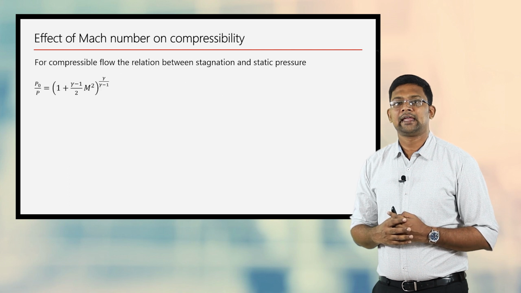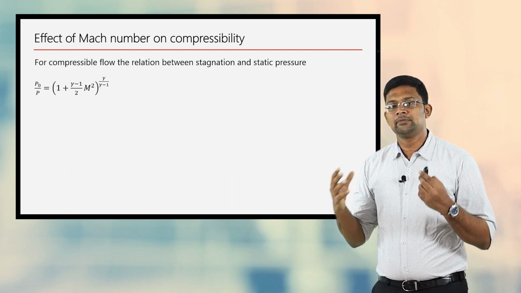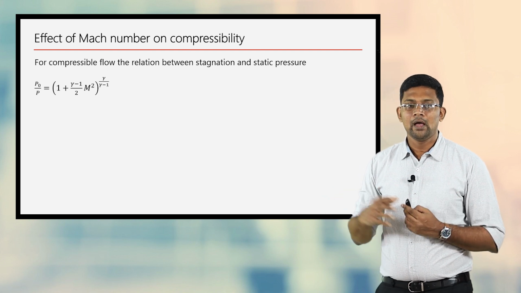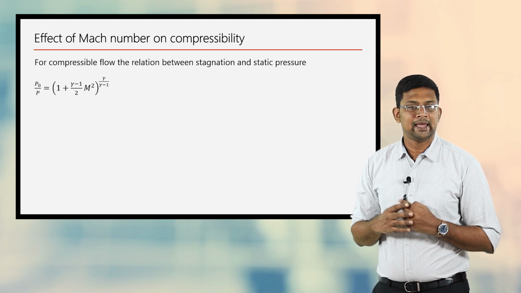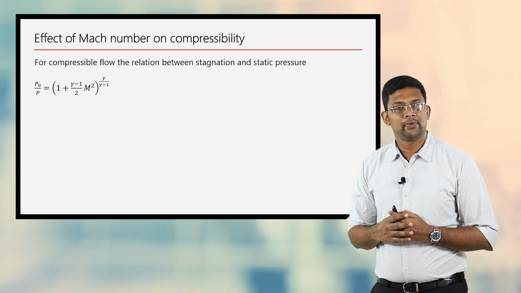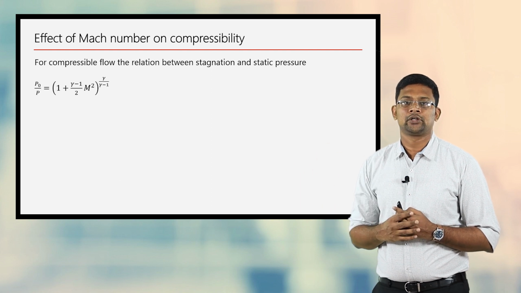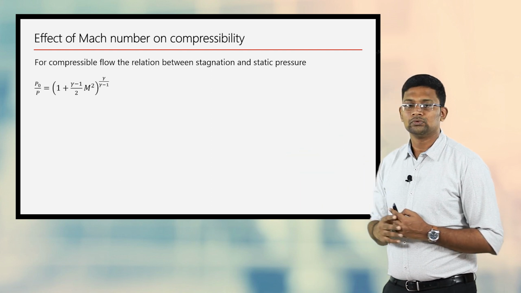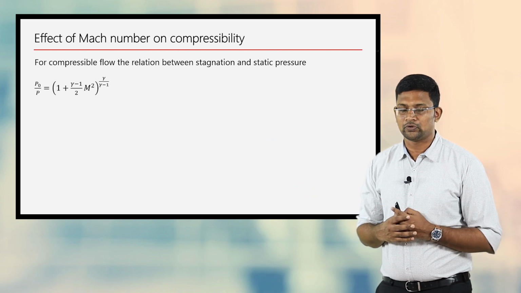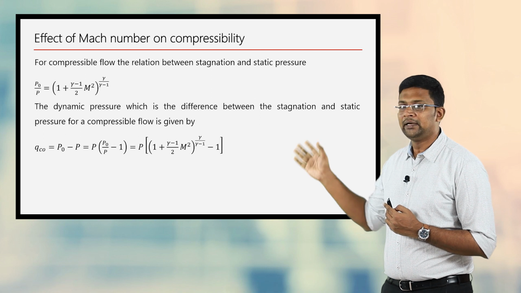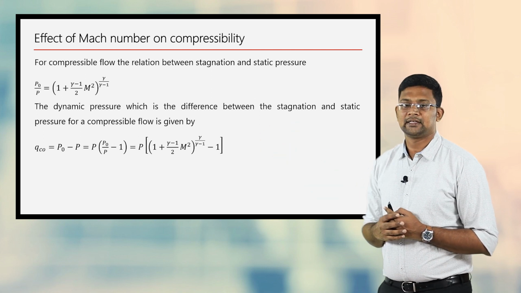Now let us discuss the case for a compressible flow. For a compressible flow, we know the relation between pressure and stagnation pressure: P0 by P is equal to 1 plus gamma minus 1 by 2 M square, all raised to gamma by gamma minus 1. Now let us compute the value of dynamic pressure Q for compressible flow. Q_co, or Q for compressible flow, is equal to P0 minus P, which is equal to, taking the P term outside the bracket, P into P0 by P minus 1.